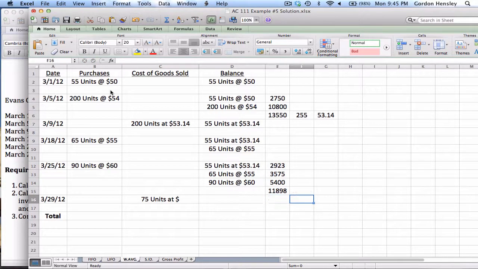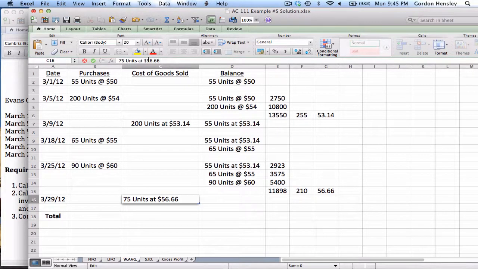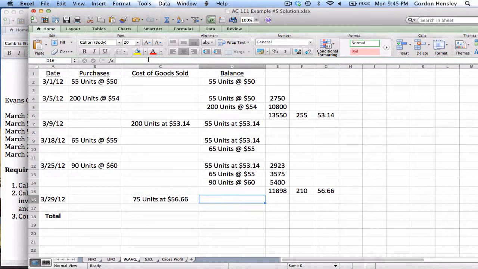The total value of the inventory right now is $11,898. How many units do I have right now? I've got 55 and 65 and 90. I've got 210 units right now. So the value of the inventory divided by the number of units gives me an average price of $56.66. So that's the price that I'm going to use. And how many units do I have left? Only 135 units at the average price of $56.66. Why 135? Well, if I had 210 and 75 of them are gone, I've got 135 left.